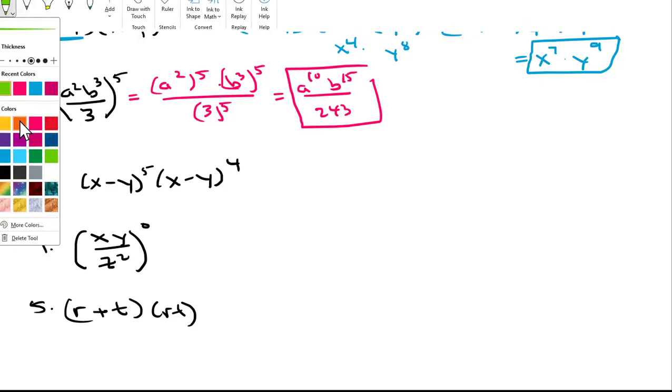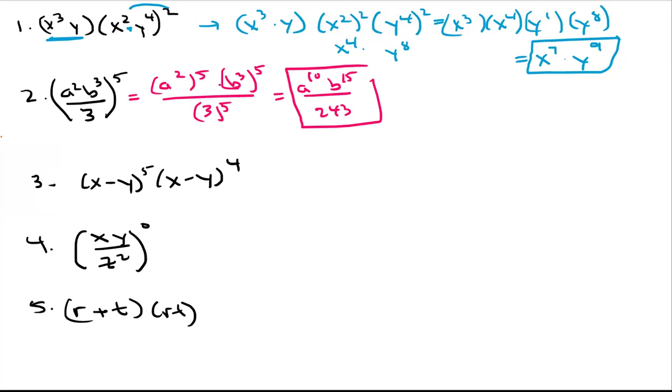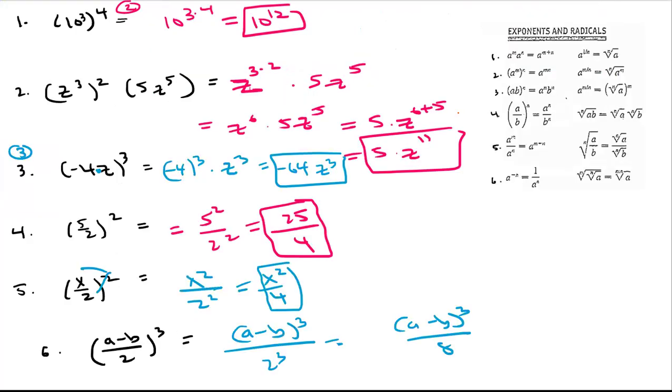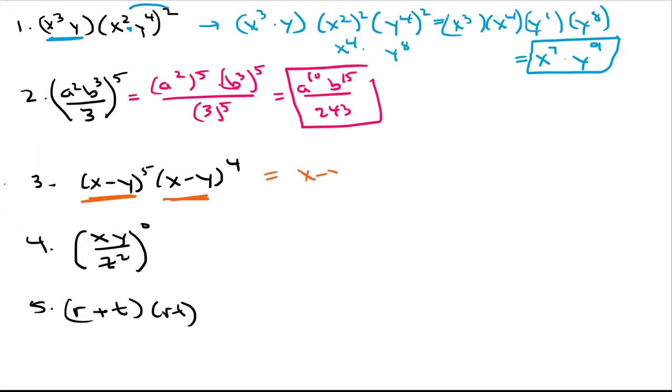All right, the third one, we have x minus y to the fifth and x minus y to the fourth. Notice that the bases are the same, okay? Or the factor, they're the same. So we can apply rule number 1, where the bases are the same, we can just add the powers. So in this case, we'll have x minus y raised to the 5 plus 4, which gives us x minus y raised to the ninth power. And there's our answer.